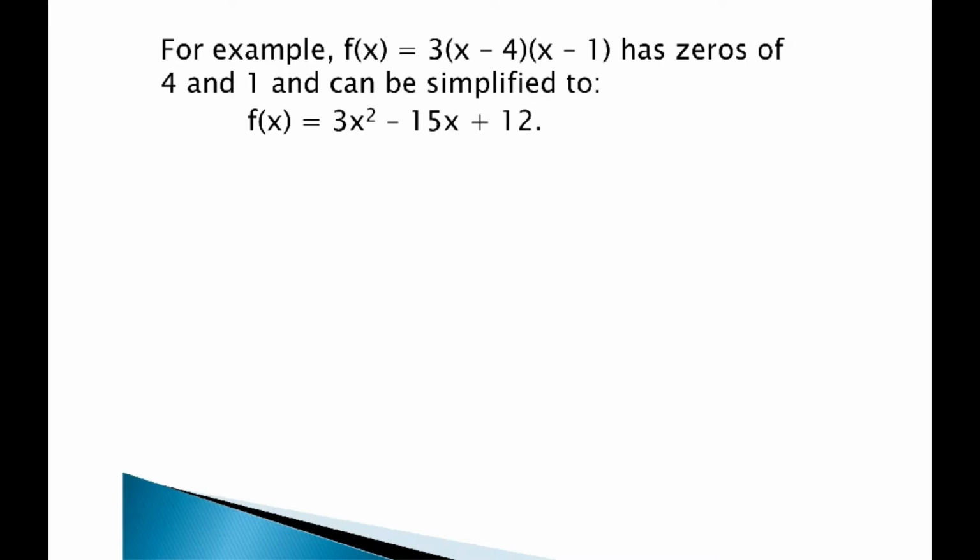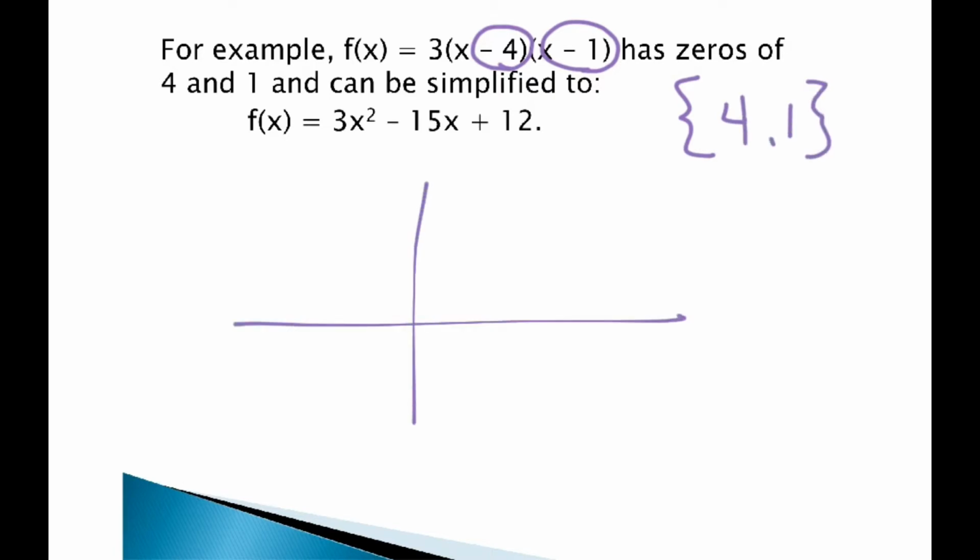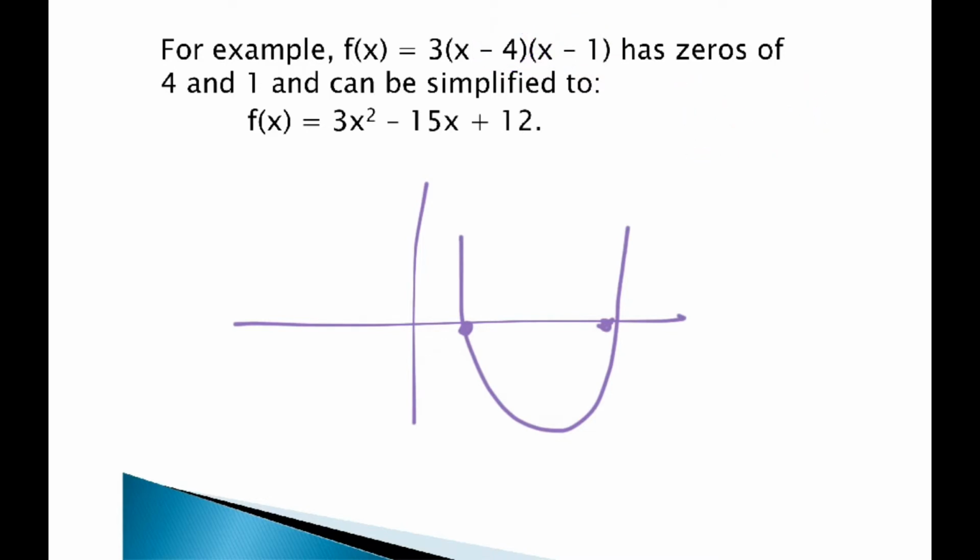Okay, so for example, if we see an equation that says f of x equals 3 times x minus 4 times x minus 1, we know from the intercept form that 4 and 1 are zeros. Remember, insiders lie. So we would say that the solutions are 4 and 1. If I was to graph it, the quadratic is going to go through the x-axis at 1 and at 4, and we know it's going to look something like that. So we have an idea about it anyway.